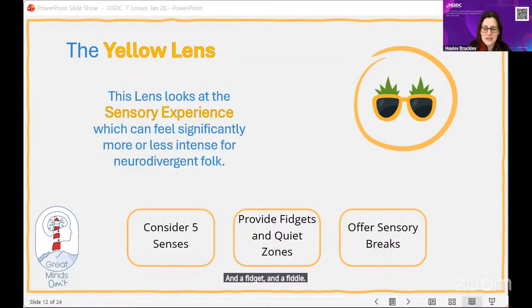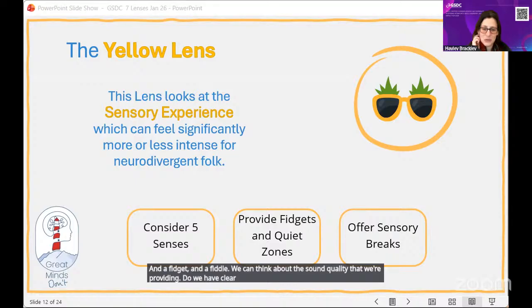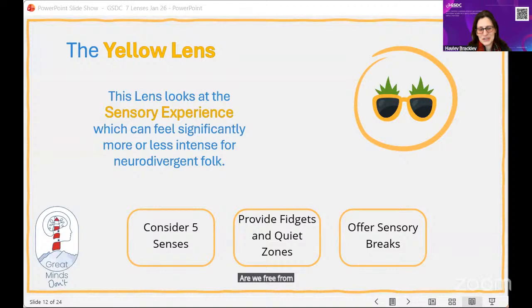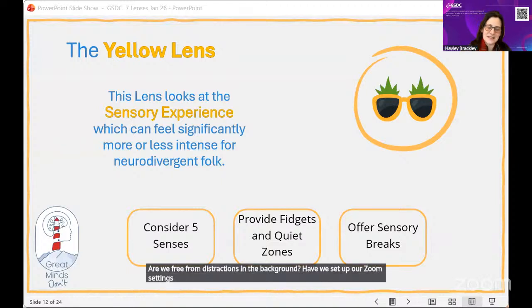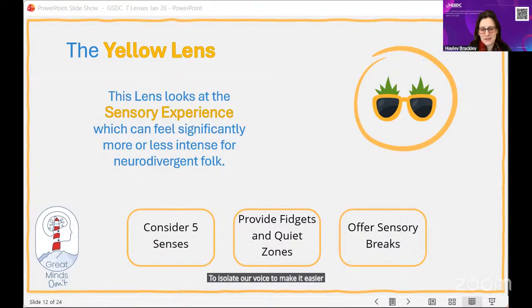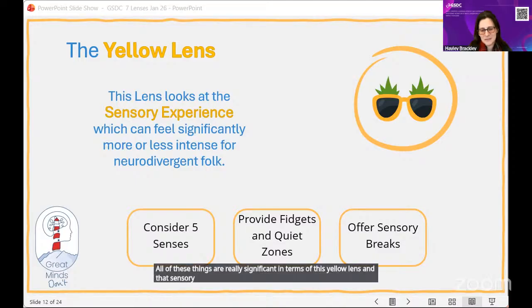We can think about the sound quality that we're providing. Do we have clear sound? Do we have a good microphone? Are we free from distractions in the background? Have we set up our Zoom settings or our Teams settings to isolate our voice to make it easier for somebody to hear us? All of these things are really significant in terms of this yellow lens and that sensory experience in the spaces we create.